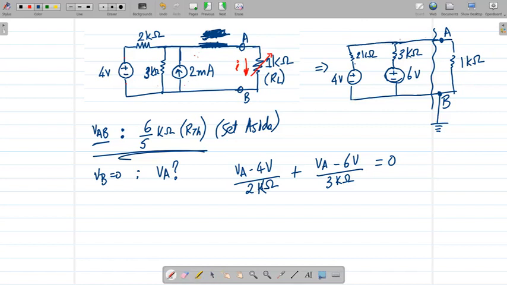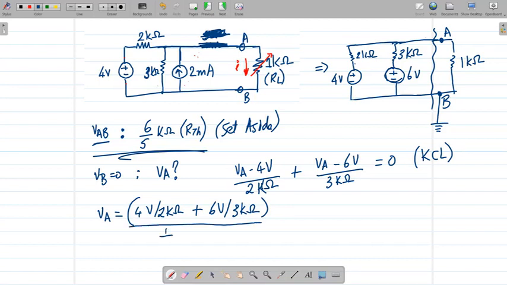And I can write this equation because this is coming from Kirchhoff's current law. The sum of currents entering a node is 0. Therefore, the effective potential VA is equal to 4 volts by 2 kilo ohms plus 6 volts by 3 kilo ohms, divided by 1 by 2 kilo ohm plus 1 by 3 kilo ohm.